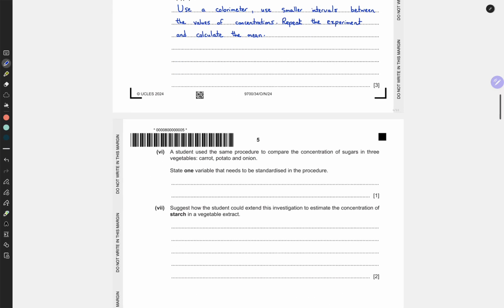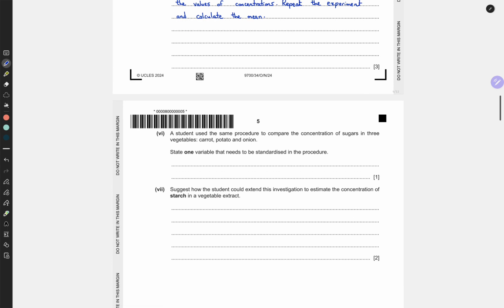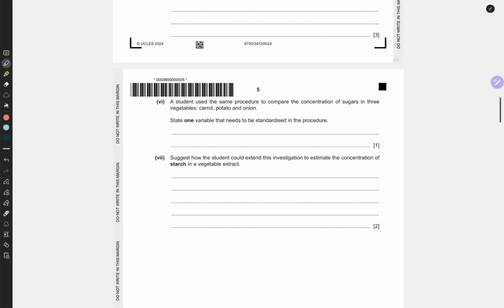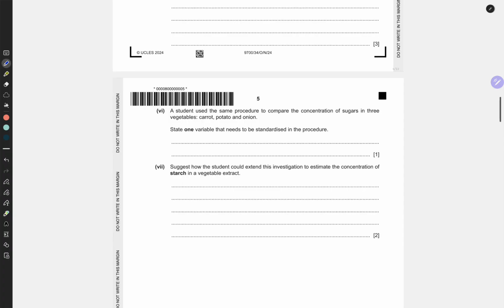A student used the same procedure to compare the concentration of sugars in 3 vegetables: carrot, potato, and an onion. State one variable that needs to be standardized in the procedure. Of course, for different vegetables, the size or the mass should be the same.